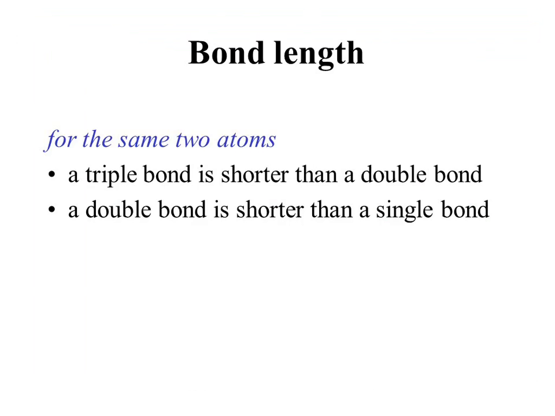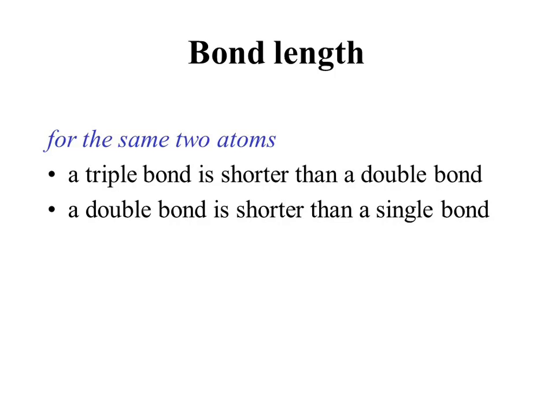So bond length, then, again, we're talking about the characteristics of these covalent bonds. The triple bond is the shortest, and the single bond is the longest. The triple bond is shorter than a double bond, which will be shorter than a single bond for the same two atoms.